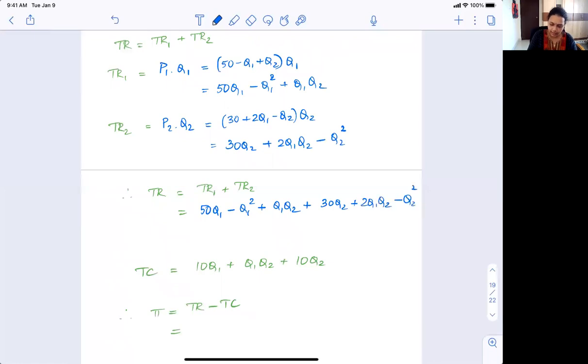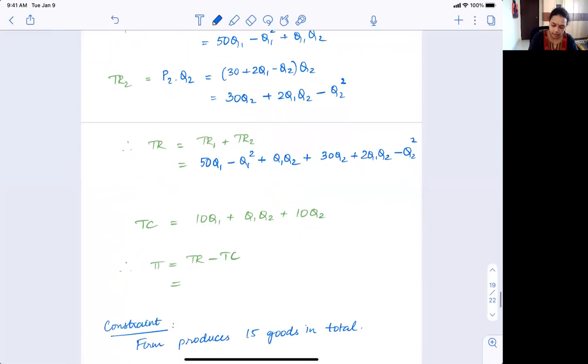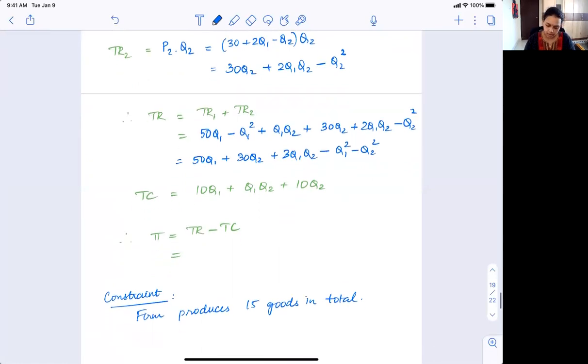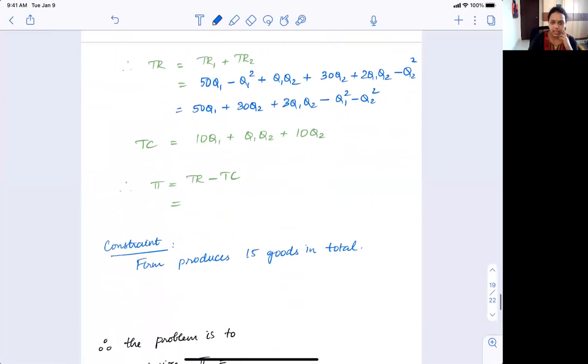So let me just collect the terms and put this in a slightly neater way. So we have 50 Q1 plus 30 Q2 plus 3 Q1 Q2 minus Q1 square minus Q2 square. So that is going to be my total revenue function. Now we have the total cost function already given to us. So let's go ahead and compute the total profit function.